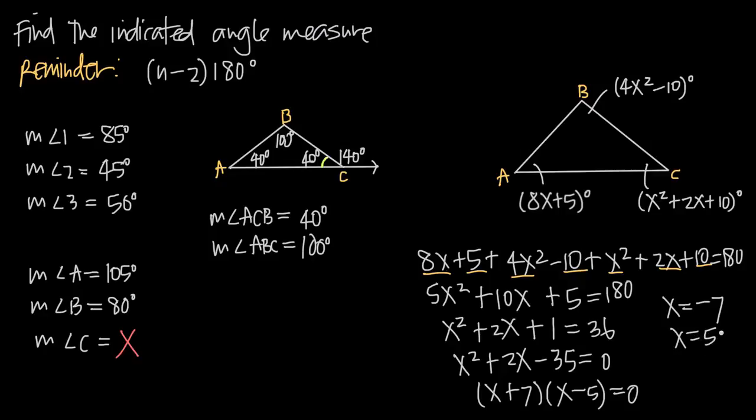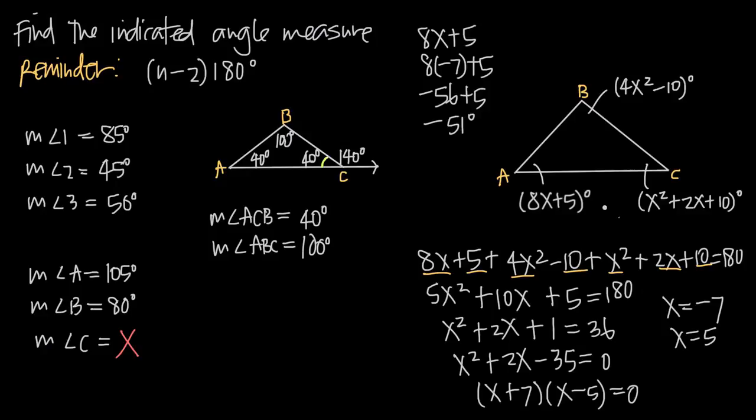Now these are two possible solutions for x, but what we need to do is plug each of them back into our three algebraic expressions, our three angle measures, to make sure that they are a valid solution. So for example, if we plug x equals negative 7 into this first angle measure here, 8x plus 5 degrees, what we get is 8 times negative 7 plus 5, which is a negative 56 plus 5, or a negative 51.